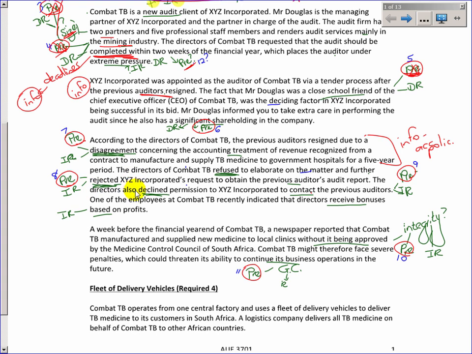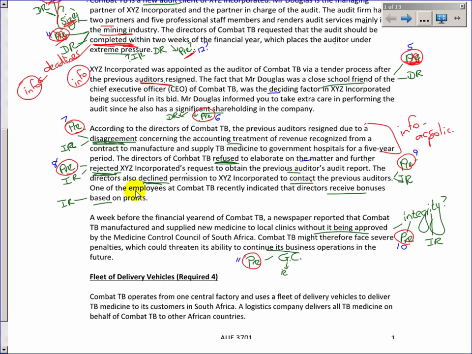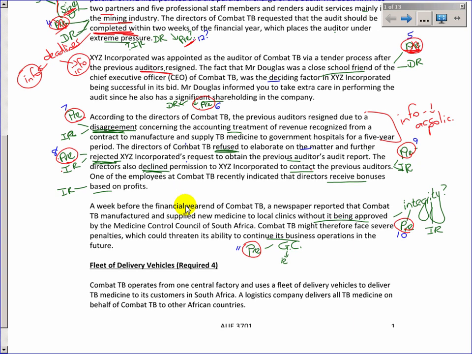The directors refused to elaborate on the matter and further rejected our request to obtain the previous auditor's report. We've already spoken about how that would affect my pre-engagement activities, and there is a risk, but in terms of the information itself, we have already discussed the need to obtain it. They declined our permission to contact the previous auditors.